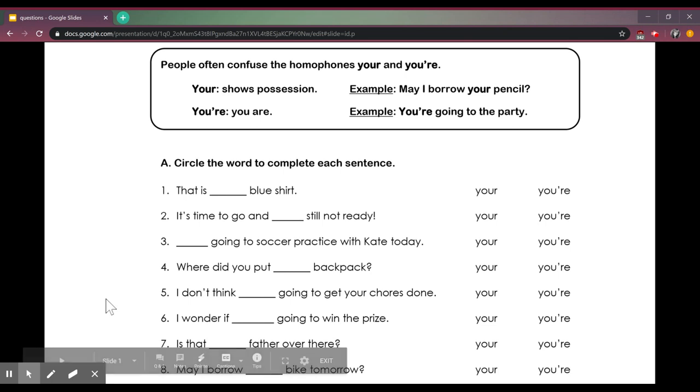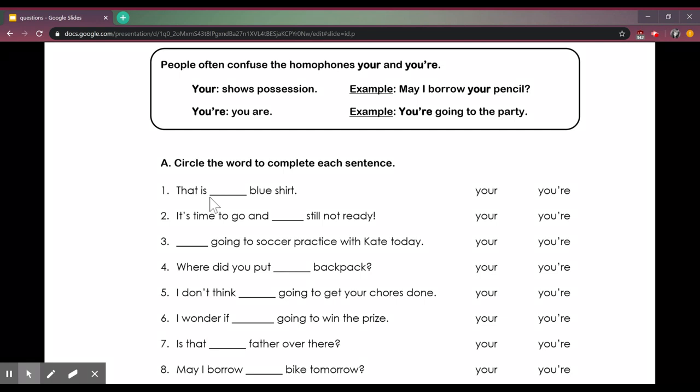Now all you have to do on this worksheet, and I just have the first half showing, there's a couple questions that I didn't fit on the screen, but it's basically the same idea. You just read the sentence and figure out if it's supposed to be possessive, like if it's talking about something belonging to someone, or if it's trying to say you are. So you'll just circle the correct one and then you can write it on the blank. And either way, it's going to sound like your.